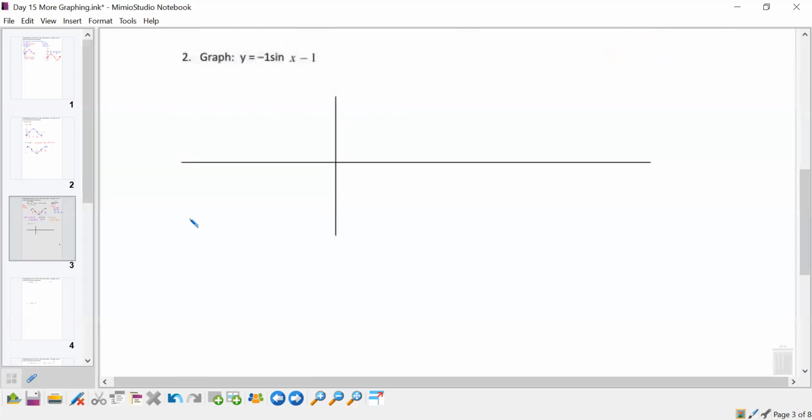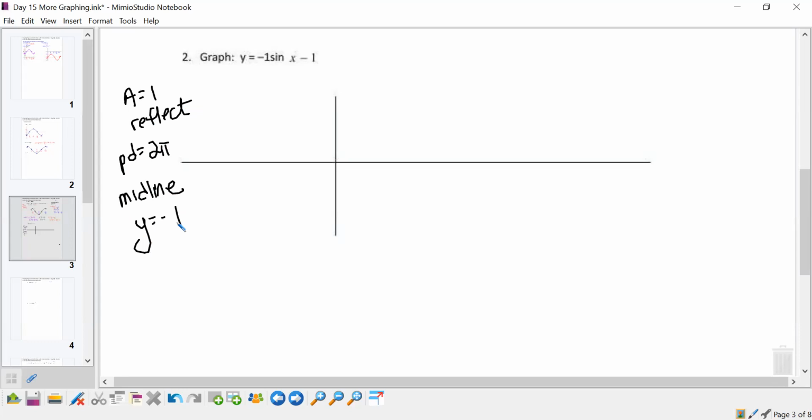All right, for number 2, pause the video here if you have not already tried number 2. Amplitude is 1, but there's a reflection. The period is 2 pi, and the midline is at y equals -1.